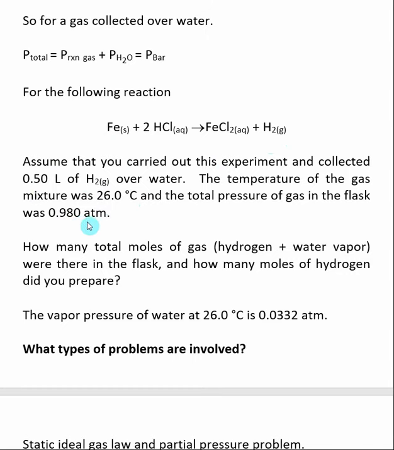Really what this question is asking is how many moles of gas are in this flask that we have captured our gas in, and that's going to be equal to the number of moles of hydrogen gas plus the number of moles of water represented by our water vapor. And then the next question is how many moles of hydrogen did we prepare? So we want to know how much of our product hydrogen we produced. Here the vapor pressure of the water is given, so this is something that we can look up. We know what the vapor pressure of water is at our given reaction temperature of 26.0 degrees C, and that is equal to 0.0332 atm.